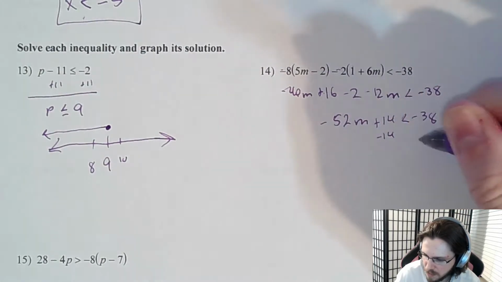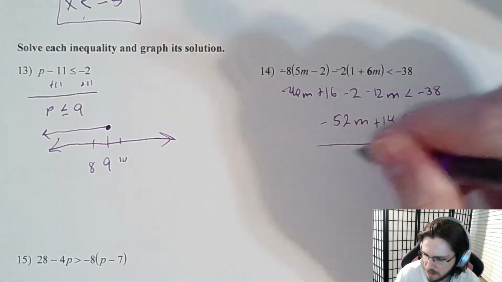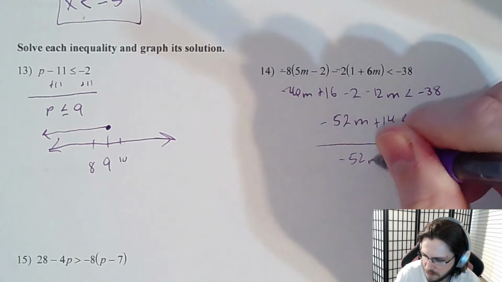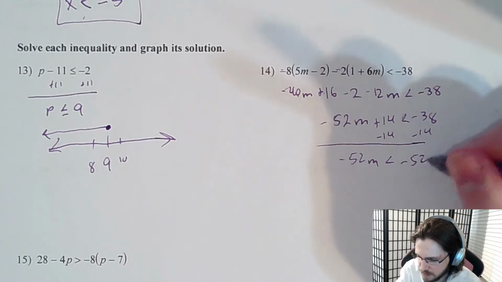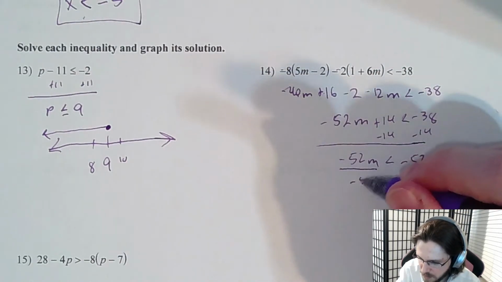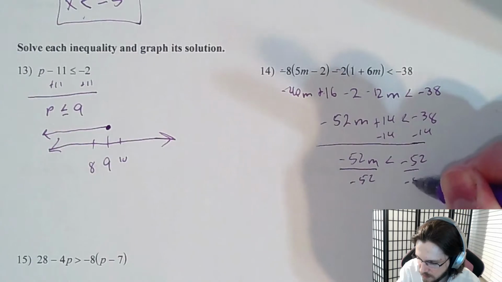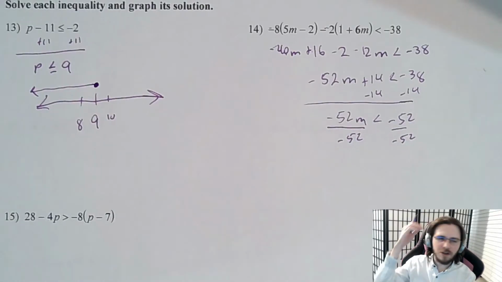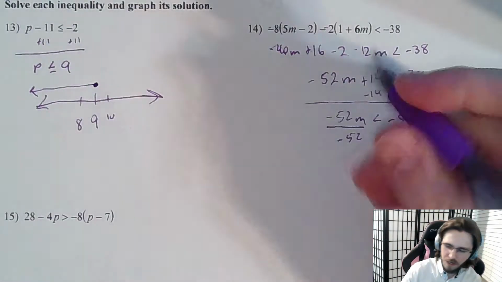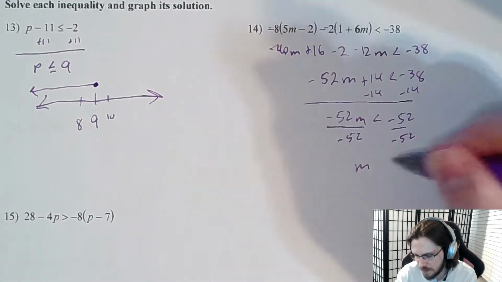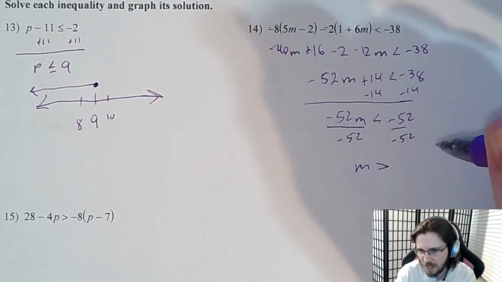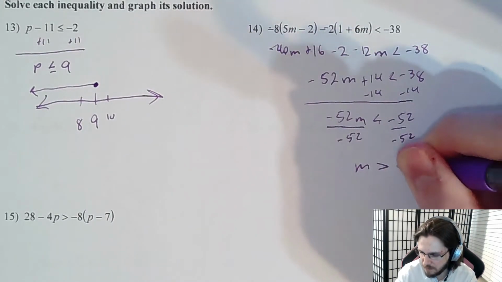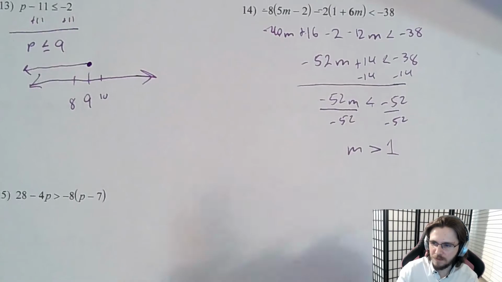Subtract 14 on both sides here. We got -52m is less than -52. Divide both sides by -52. And this is the step where most students have done all this work. They've done so good, and they have everything great, and they have all the numbers, and they forget to flip the direction of the sign because you divided by a negative number. If you divide by a negative number, we're going to flip the direction of that sign. You get m greater than 1.